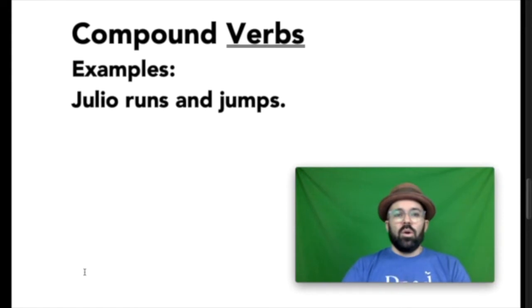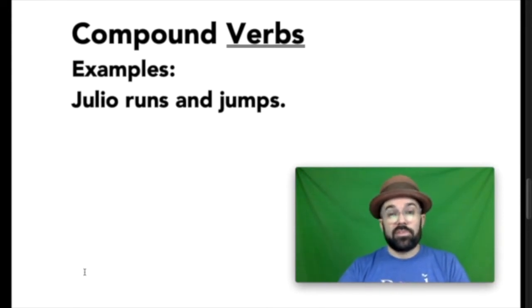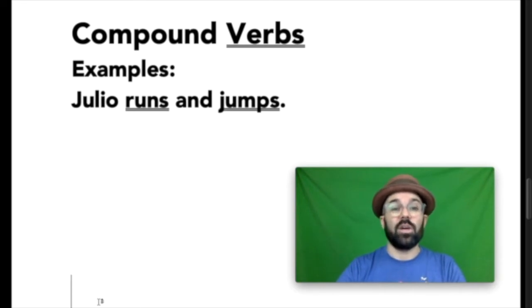For example, Julio runs and jumps. In this sentence, we have just one subject, but that subject, Julio, is doing two different actions. There are two verbs connected to the same subject. In other words, compound verbs. They're not helping each other. They're related, but they are two separate actions going on simultaneously in the same sentence and connected to the same subject. Runs is a verb. Jumps is a verb. Julio runs, but Julio also jumps.